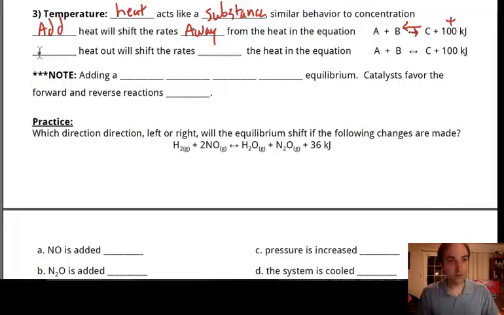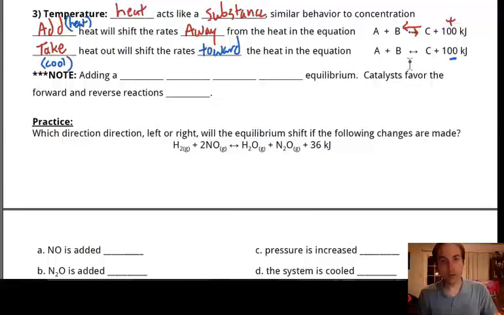Now the opposite, we added before, so now we want to do the opposite. We want to remove, but remember, I like the word take better. So if we take heat out, and another way of thinking of this is if we cool it, right? Adding would have been heating. So if we cool it, or if we take heat out, it will shift the rates toward the heat in the reaction. So if we remove some heat, it's going to increase the forward rate, or it's going to shift it to the right. So just like a substance, it has the same effect in terms of the add, away, take, toward.